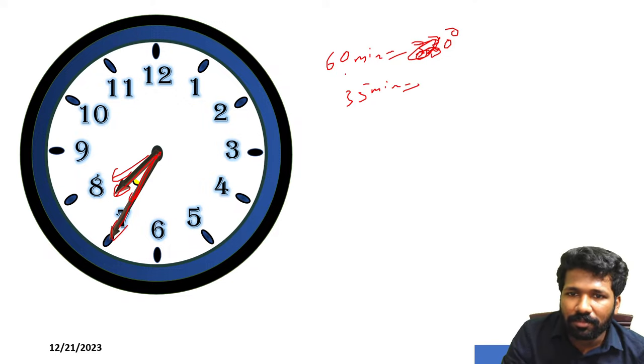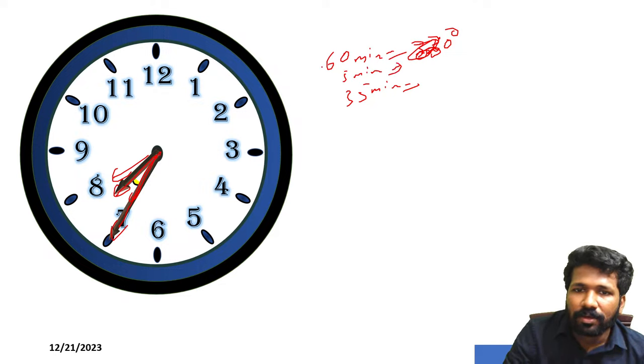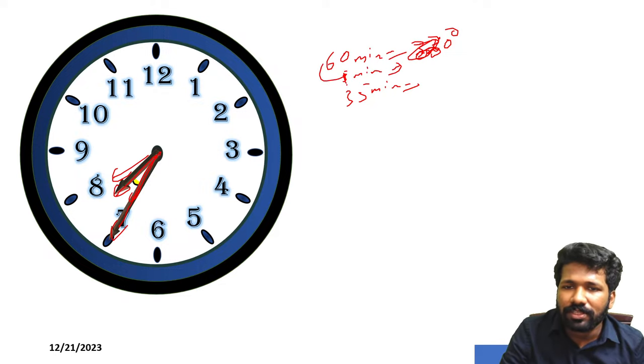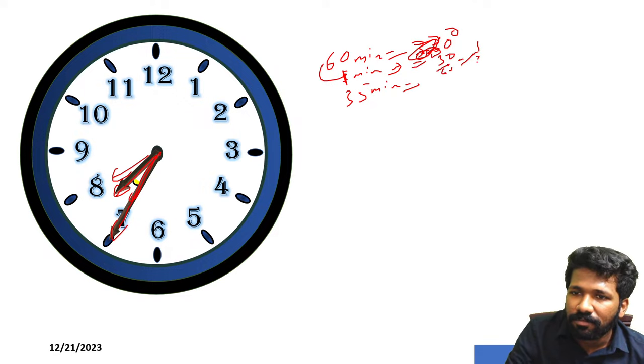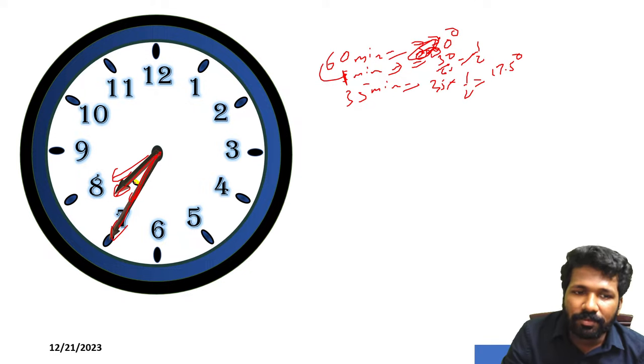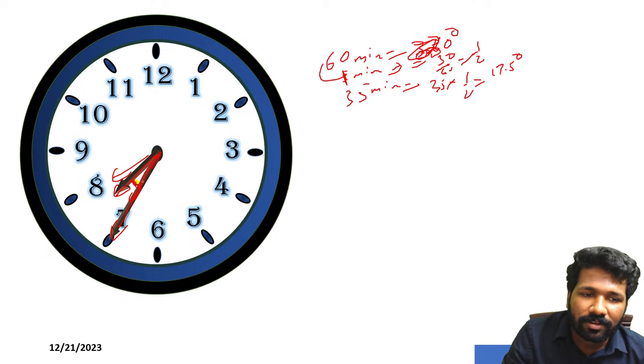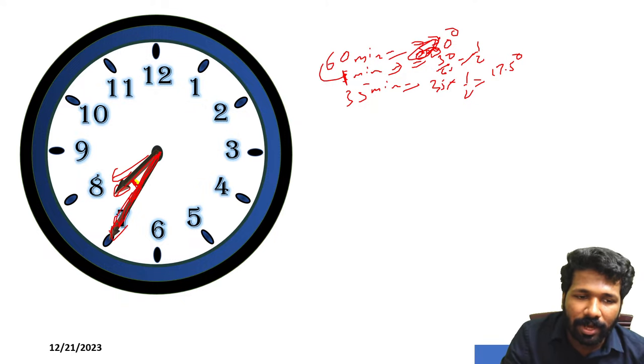60 minutes, 30 degree means 5 minutes will be 1 by 12th of it. Or you can say 1 minute it will be 30 by 60, half. So in 35 minutes, it is 35 into half, which is 17.5. So 17.5 degree further from 7 o'clock or the 7 marking. That is, 17.5 is the answer.